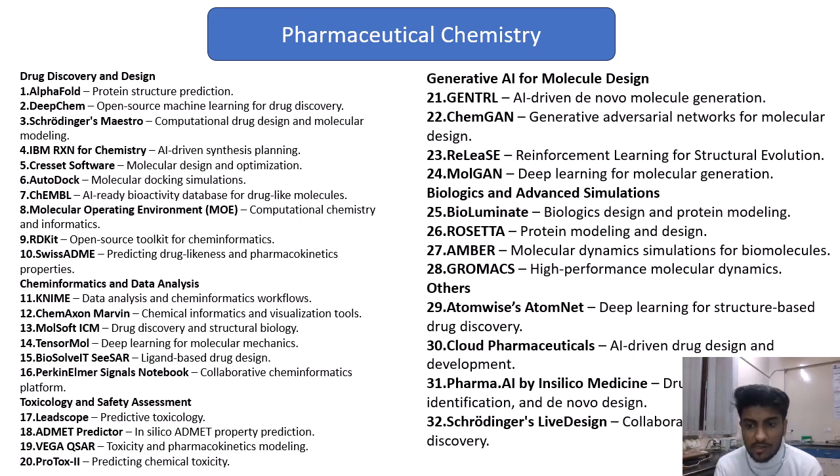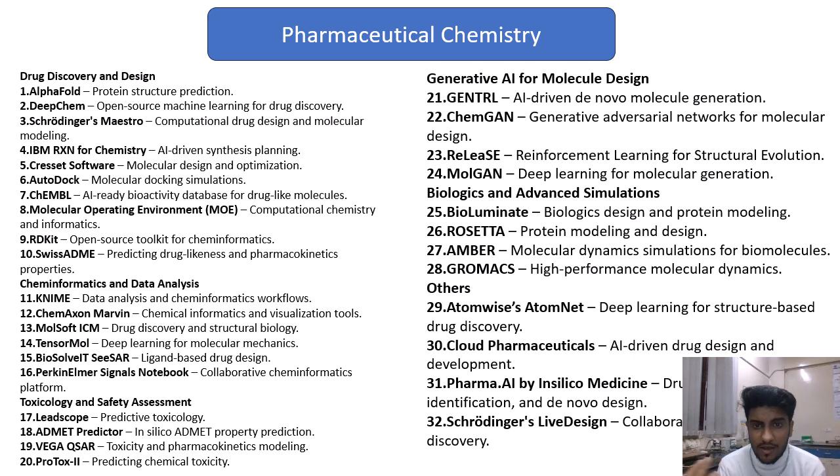So I personally use that. It's really good because you can actually perform a binding score. You can get a binding affinity. That's really good. Then you have different chemoinformatics tools and data analysis tools, MolSoft, CDD, and all, PerkinElmer Signals Notebook. Then for toxicology assessment, you have Lead Scope, ADMET Predictor, ProTox, and all.